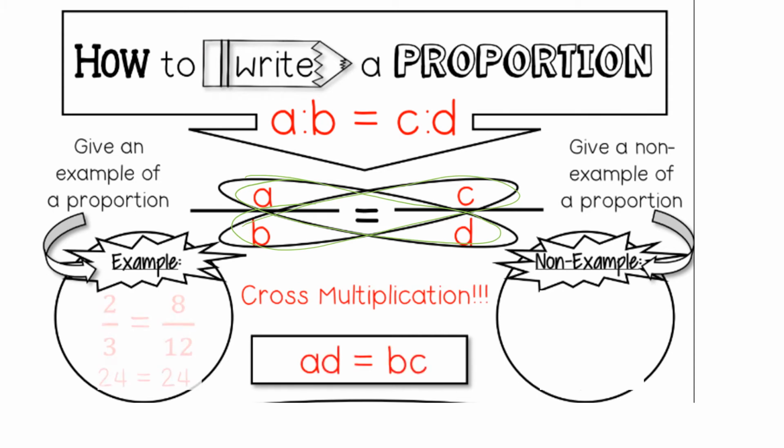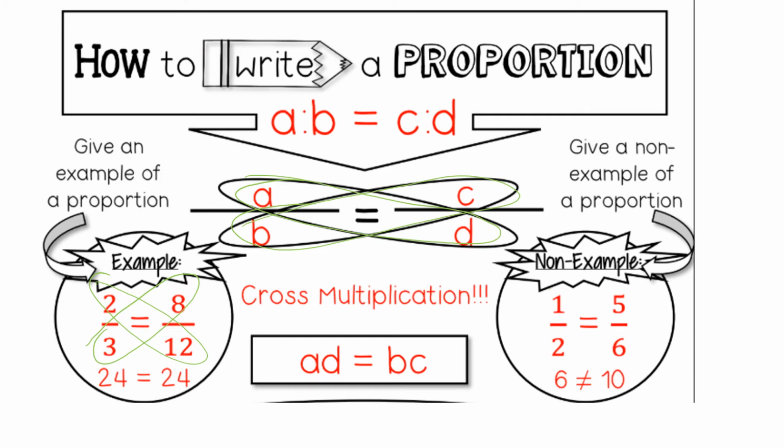So we have an example on the left-hand side. 2/3 equals 8/12. And we can see here that 2 times 12 equals 24, and 8 times 3 equals 24. And then we have a non-example on the right-hand side. 1 times 6, that equals 6, and 2 times 5, that equals 10. So that's not an example of a proportion.